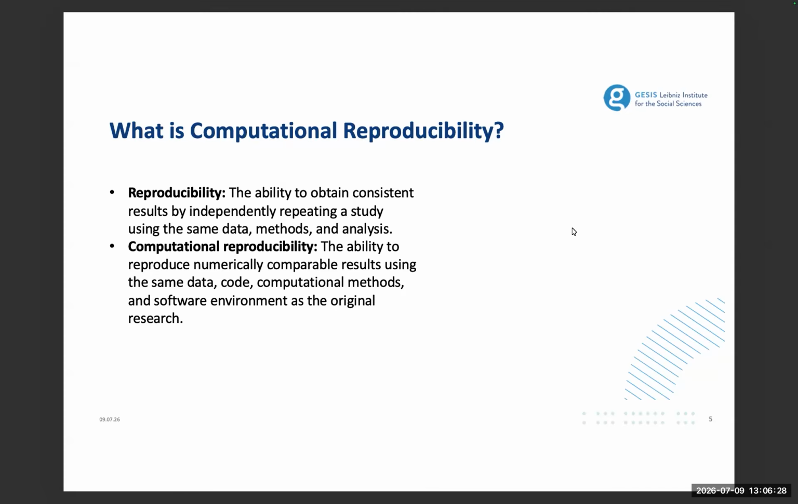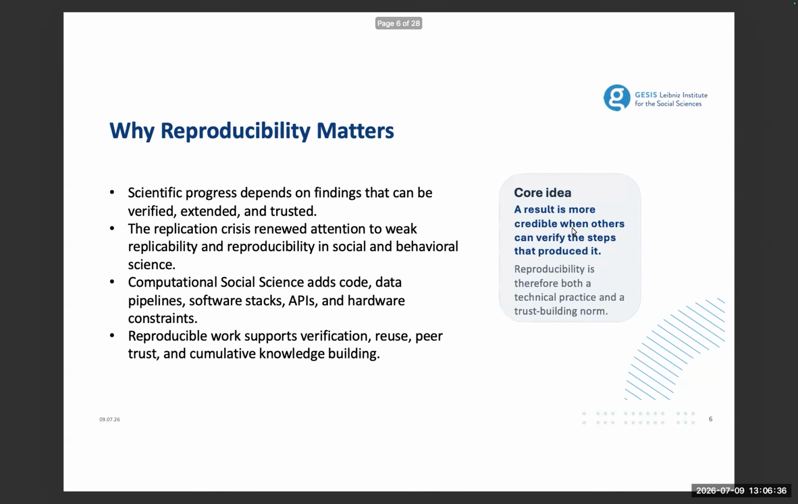Those are basically the two important things we will be talking about, focusing on the latter one, namely computational reproducibility. But why does it really matter? So scientific progress depends on findings that can be verified. So others can say, I disagree, I have a different finding. Extended, so you can build on it. And there should also be some way that introduces some trust, right? So that if you read something, you know others have tested that, and I can trust it in a way that others can verify what has been done.